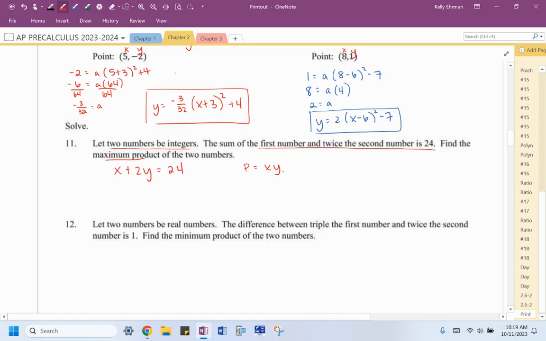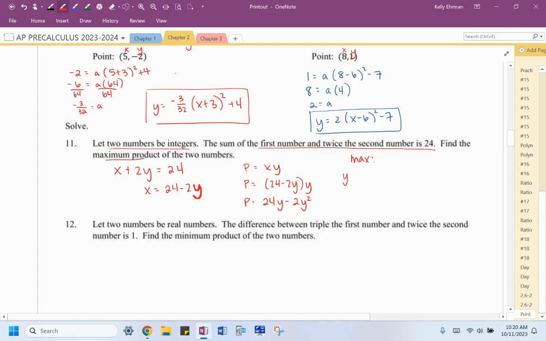I don't want 2 variables, so I solve the sum equation for x, because that's easiest. Plug that into my product for x. So x is 24 minus 2y times y. Because this is not a calculator problem, I'm going to distribute the y so I can do the vertex formula. The maximum will be the vertex.